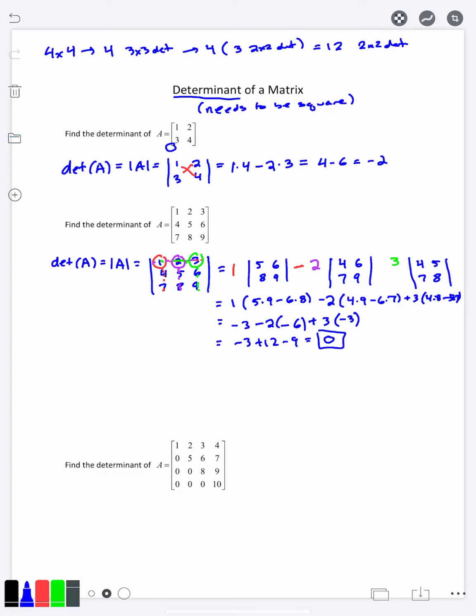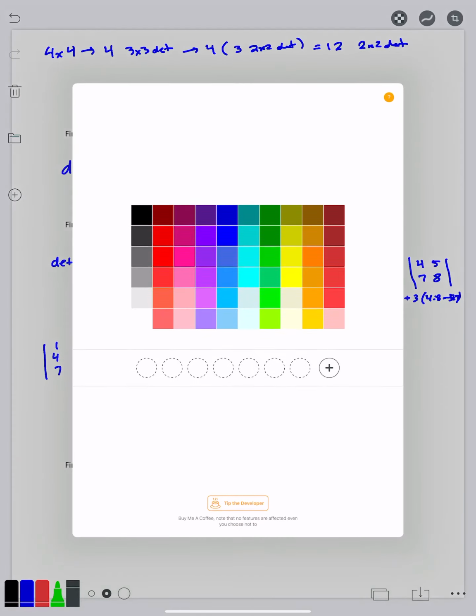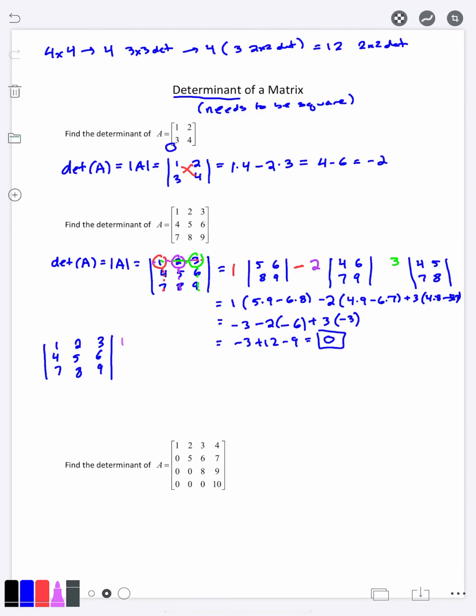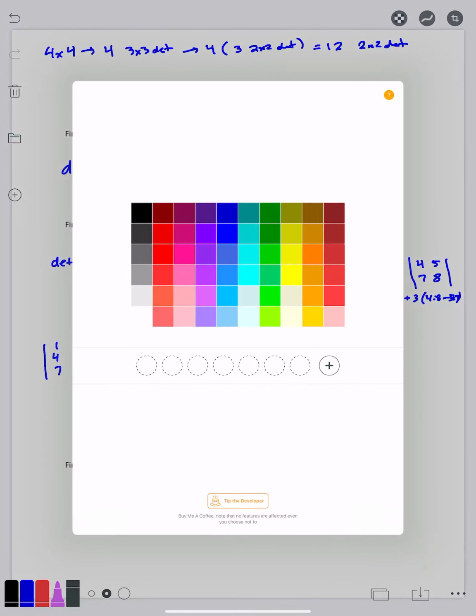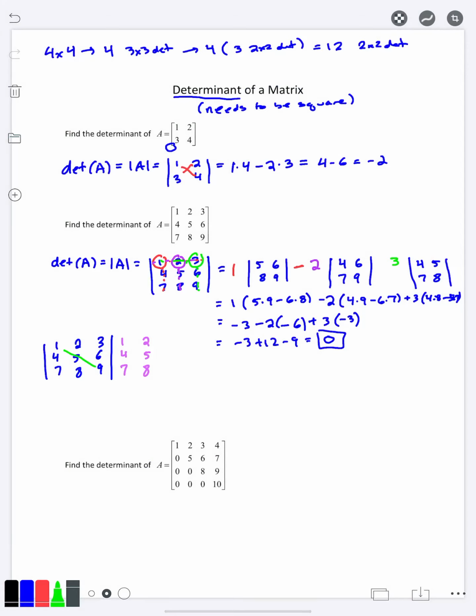And so the way it's going to work is you start by writing down the determinant that you have here. And then you are going to copy down the first two columns a second time. And then you're going to draw 3 diagonals going down and right, and 3 more going up and right.